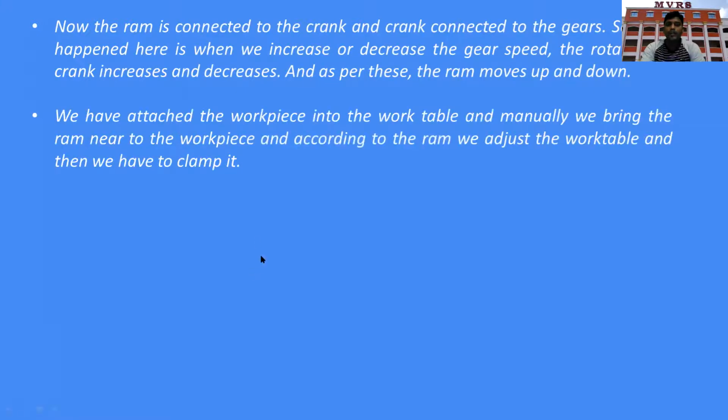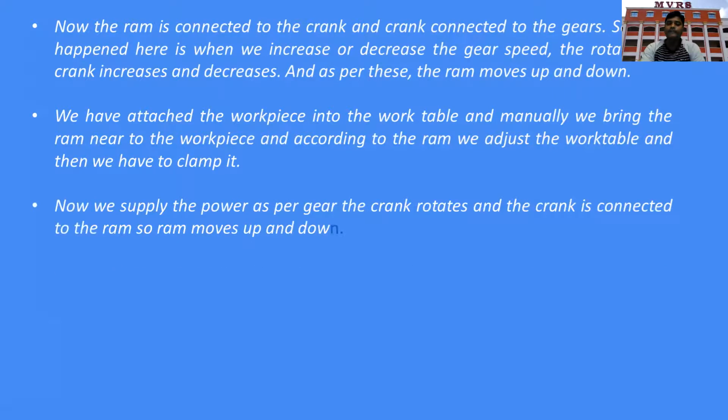Now we attach the workpiece to the work table, and we can bring the RAM near the workpiece manually or automatically. According to the RAM we adjust the work table, and then we have to clamp it. I hope you understood this point. The first point I have given is how the RAM is reciprocating. The second point is how the workpiece is attached to the work table.